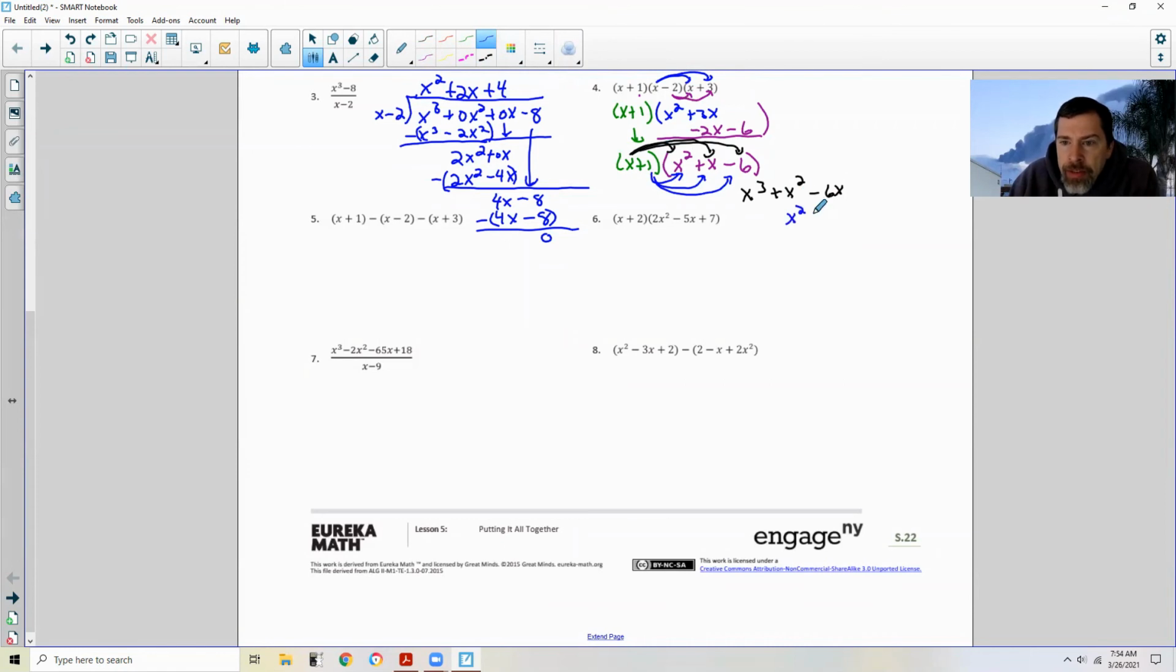1 times x is a positive x. 1 times negative 6 is minus 6. And then when we add these terms, x cubed is by itself. X squared plus x squared is 2x squared. Negative 6 plus 1 is negative 5x. And minus 6 is alone, so that comes down. Or we could think of it as plus 0, and 0 minus 6 is negative 6. So the answer is x cubed plus 2x squared minus 5x minus 6. Hopefully you got that answer.